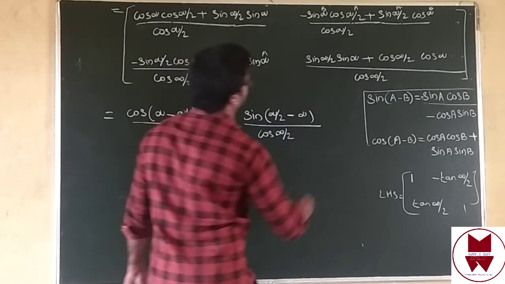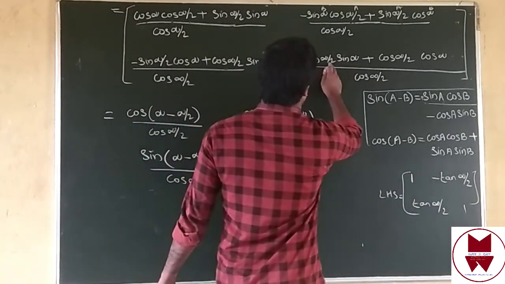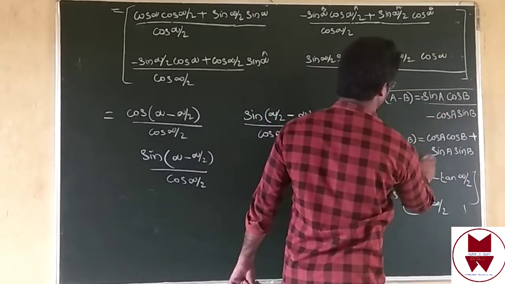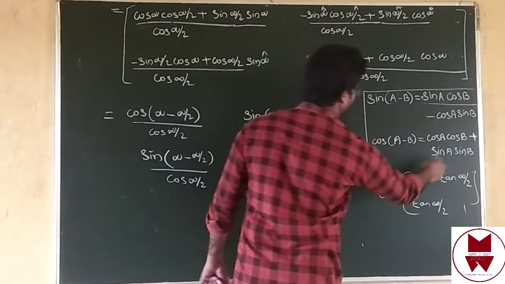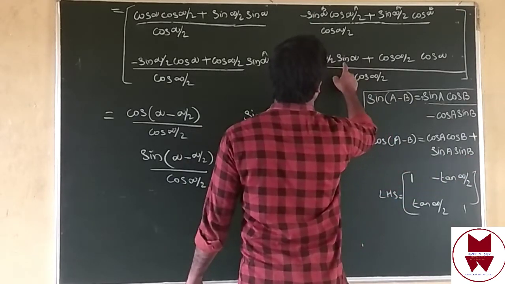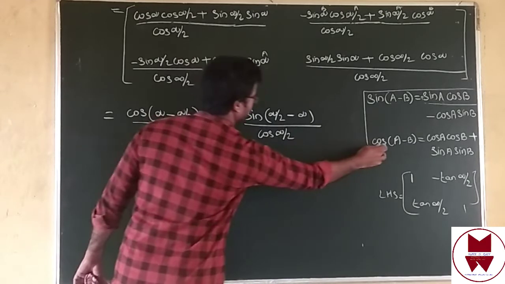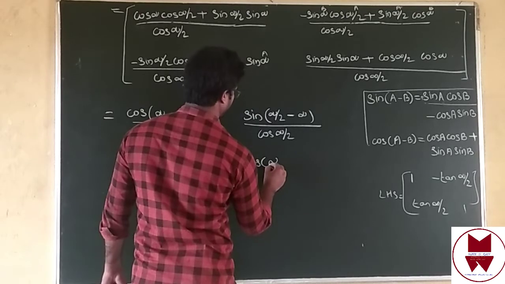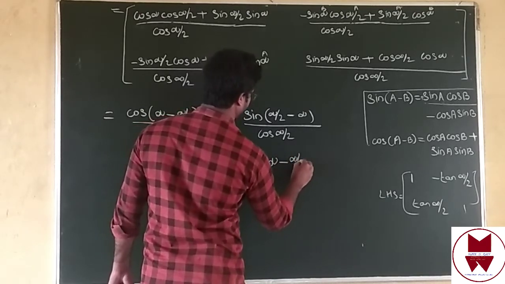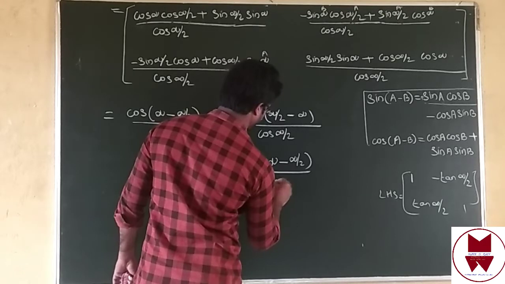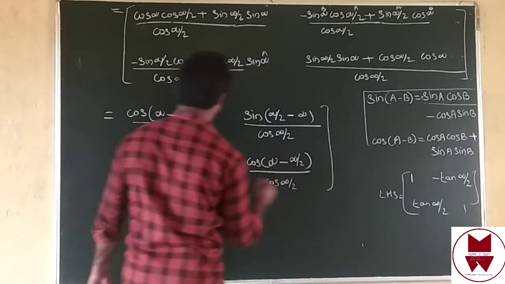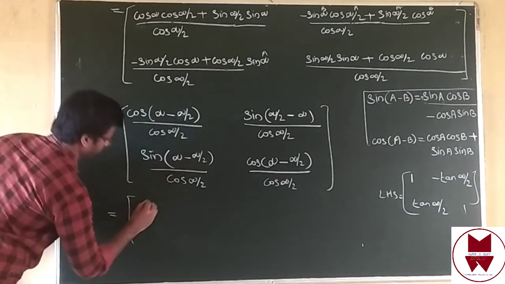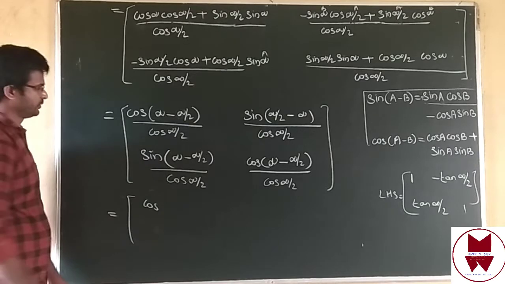Same this part. And then this is, what is that? Sin alpha by 2 sin alpha plus cos alpha by 2 cos alpha. This formula, we can write sin A sin B, sin alpha by 2 sin alpha. What is that? Cos A minus B. A is alpha minus alpha by 2, divided by cos alpha by 2. In here, what will we get? Cos alpha minus alpha by 2. That is alpha by 2 only.